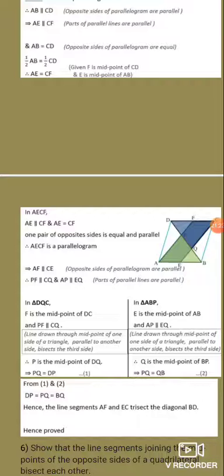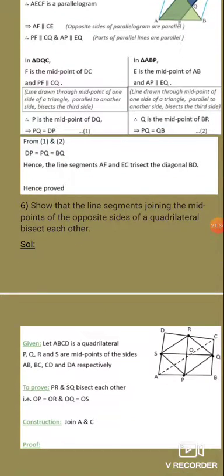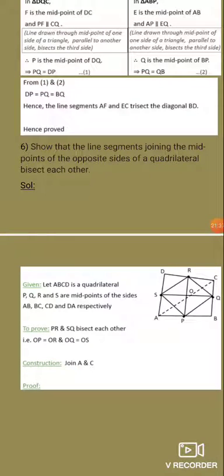So it is trisected, equally divided. That is, DP is equal to PQ is equal to what? BQ. Hence the proof. Now show that the line segments joining the midpoints of the opposite sides of a quadrilateral bisect each other.